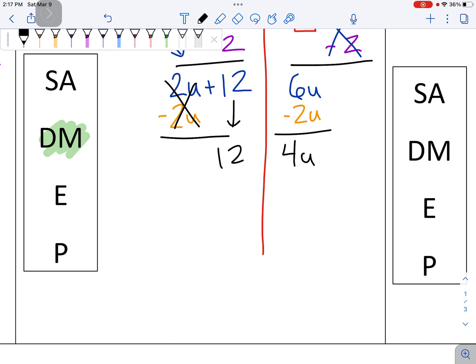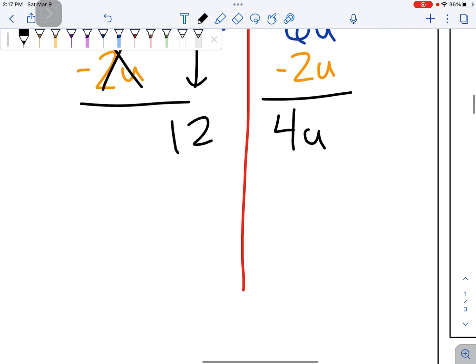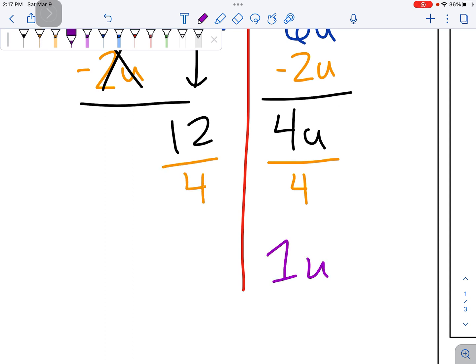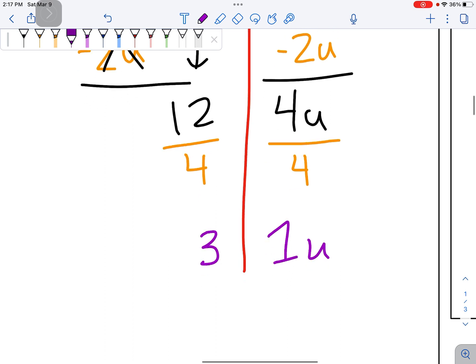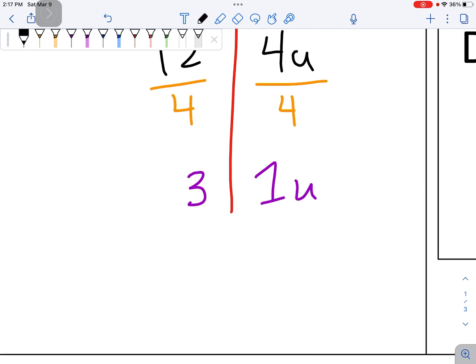Right? Now I said multiply and divide earlier. I was actually still subtracting there, wasn't I? In this part, we have 12 is balanced by 4u. So we'll divide by 4. 4 divided by 4 is 1u. And on the other side, 12 divided by 4 is 3. And again, I can rewrite that as 3 is the value of a u.